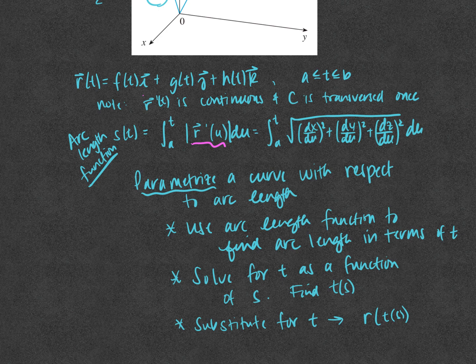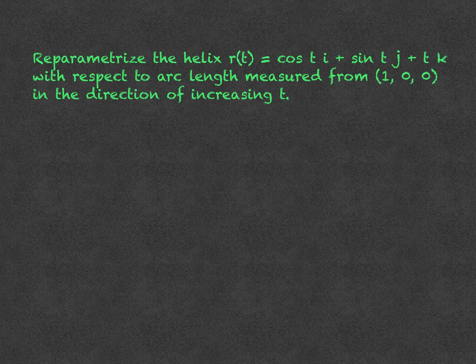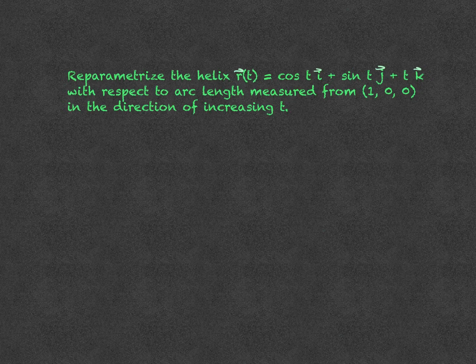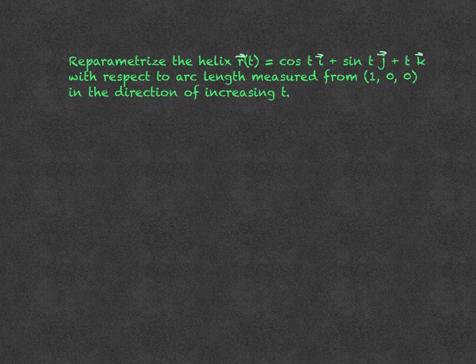So let's look at one of those. Sadly, they're boring and use the same example again and again. So here's an example where it asks us to reparameterize the helix r of t equals cosine of t i plus sine t j plus t k with respect to the arc length measured from 1, 0, 0 in the direction of increasing t.